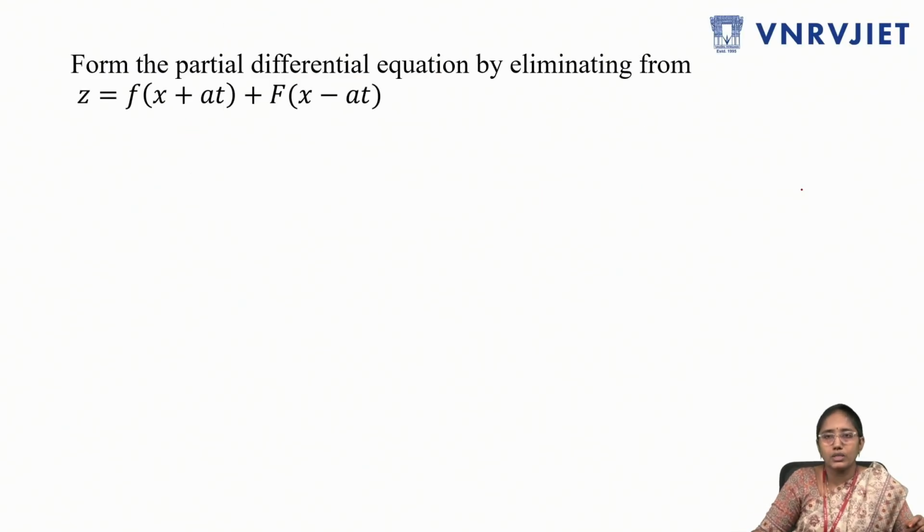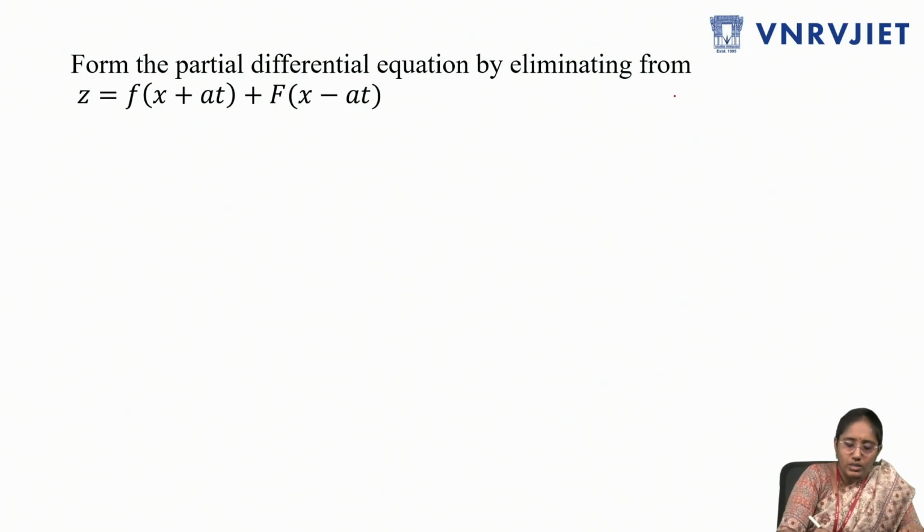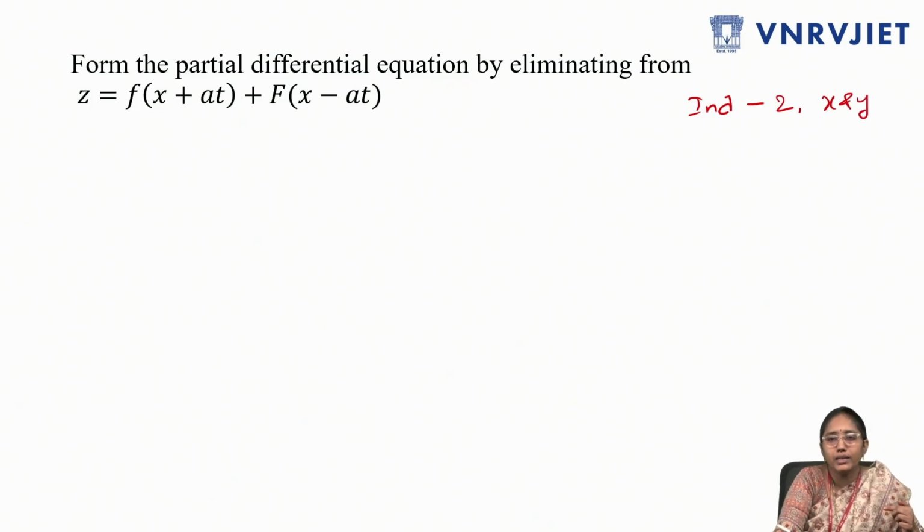Now we will look into another example. Form the partial differential equation by eliminating the arbitrary functions from the relation z is equal to f of x plus at plus capital F of x minus at. How many arbitrary functions are here? Two arbitrary functions. So we can guess that the partial differential equation we obtain from this relation is of order 2. Now what are the independent variables? Two, that is x and t. It means that we need to differentiate the dependent variable with respect to both of them.